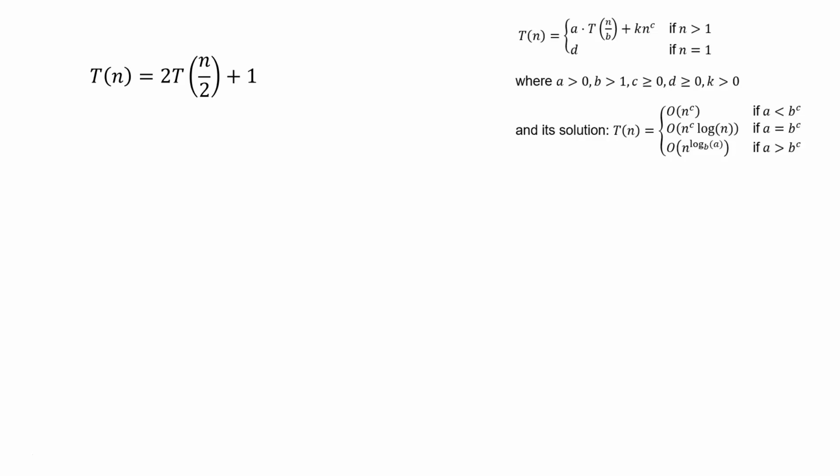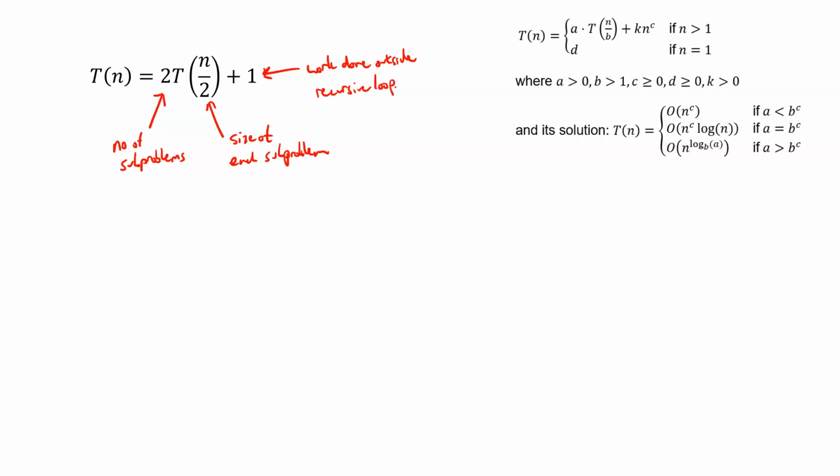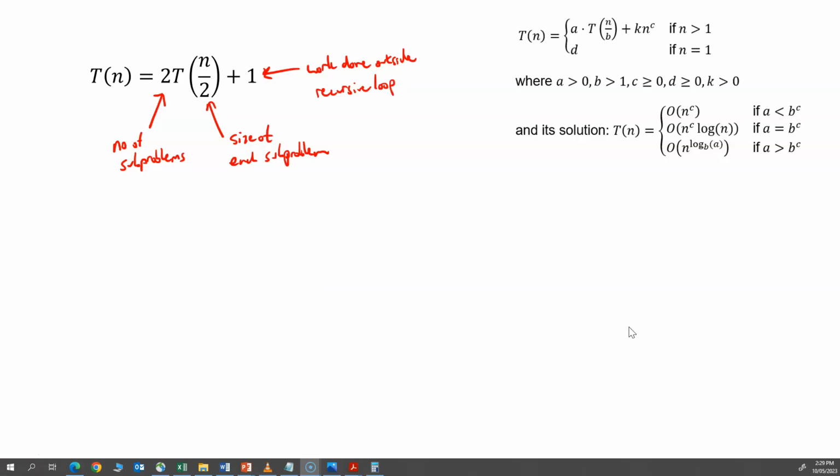I'll give you a little sense as to what this means to start with. So this first number here is the number of subproblems, and this number here is the size of each subproblem, and this one here is the work done outside the recursive loop. Outside there is a little bit misleading. It's kind of like within each step of the recursive loop, we might say. Okay, we'll see more examples of that later.